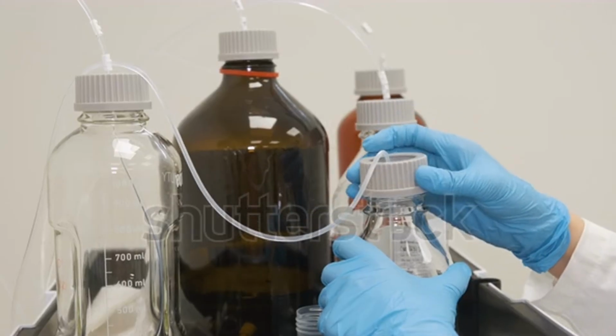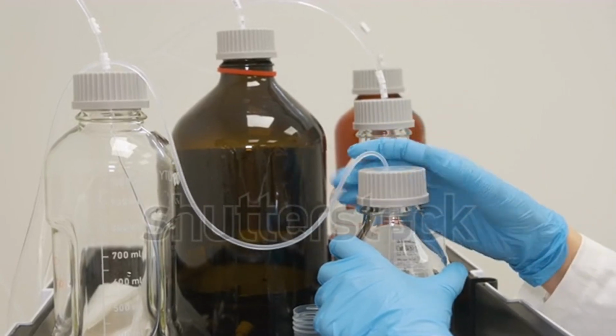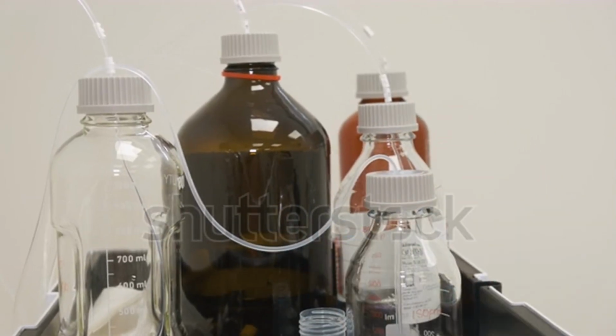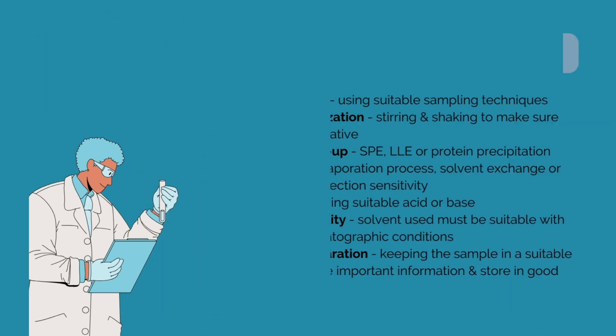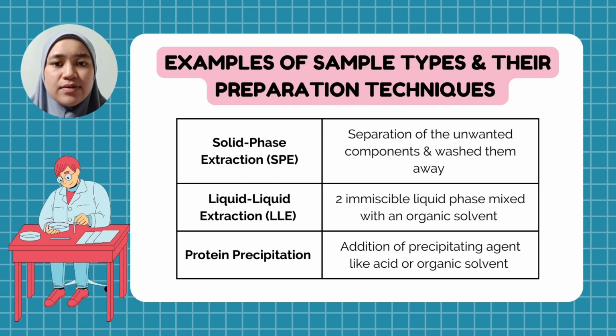The fourth one is concentration. It is to enhance detection sensitivity, using evaporation, solvent exchange, or SPE. The fifth one is pH adjustment, which is using a suitable acid or base to improve analyte stability, solubility, and chromatographic performance. Next one is solvent compatibility. Solvent used must be suitable with the phase and chromatographic conditions. And the final sample preparation step is to keep the sample solution in suitable containers, then label the information and store in good condition.